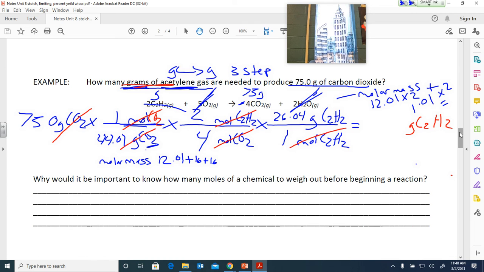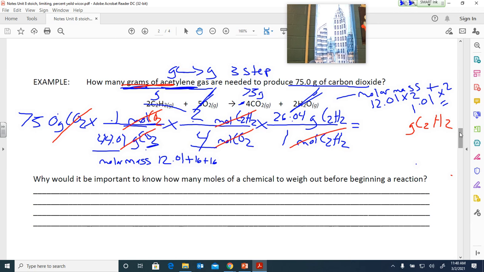So you're going to multiply 75 times 1 times 2 times 26.04. Put that in the calculator first. 75 times 1 times 2 times 26.04. Okay. Hit enter. Now I need to divide by the things at the bottom. So I'm going to divide by the first one, which is 44.01. Hit enter.